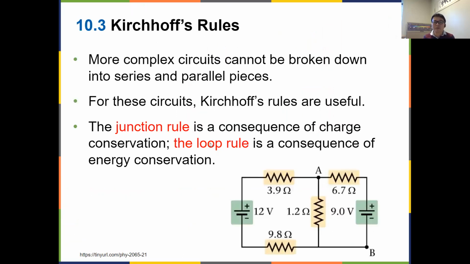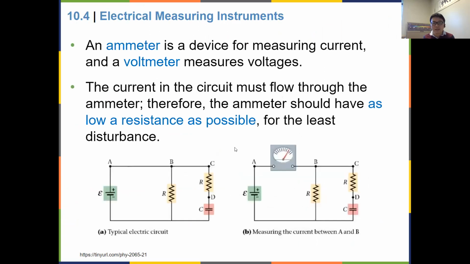Last time we also talked about Kirchhoff's rules, in which you have a more complicated combination as well as multiple sources in the circuit. There are two rules here, the junction rule and the loop rule. But today we are going to move on, finishing up this chapter. The next section talks about electrical measurement instruments.